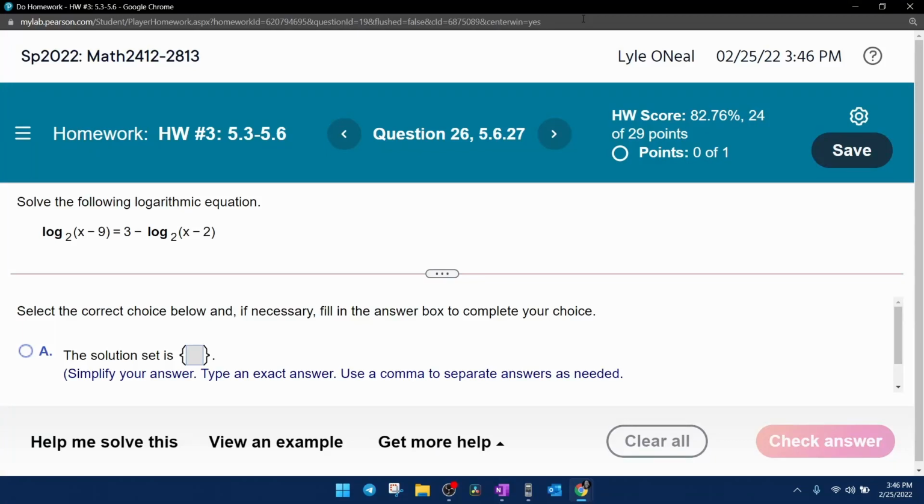Right, here we go. Question 26 from our Precalculus homework number 3 in MyLab Math. We have another logarithmic equation to solve. Notice that this time there are two terms with logarithms, but there is also a third term, this constant of 3, that doesn't have a log. That's going to make this a little bit more exciting to work.